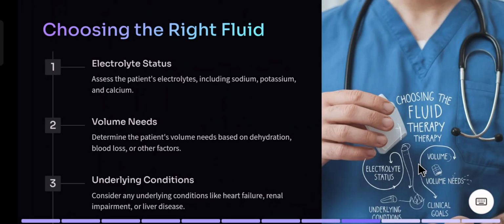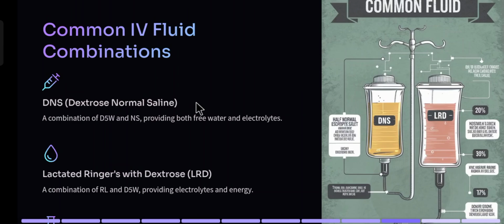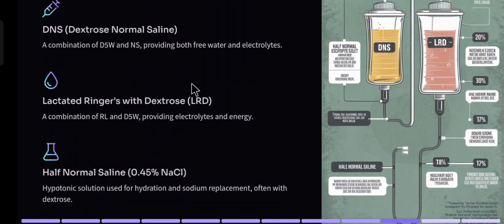Slide 9. Common IV fluid combinations. 1. DNS, dextrose normal saline. DNS combines D5W with normal saline, providing both free water and electrolytes. It's used in situations where both energy, from glucose, and electrolytes need to be replenished.